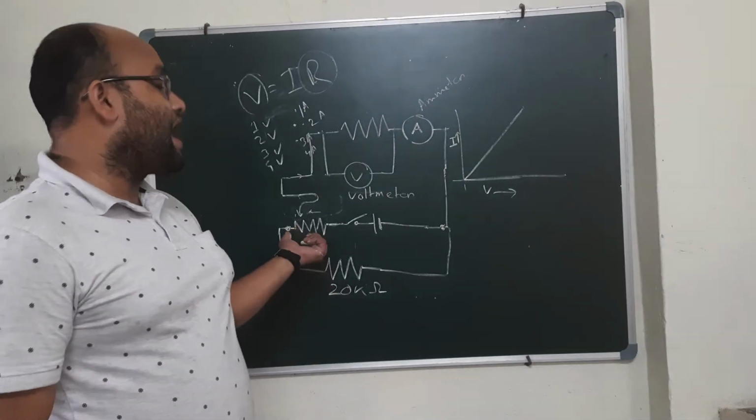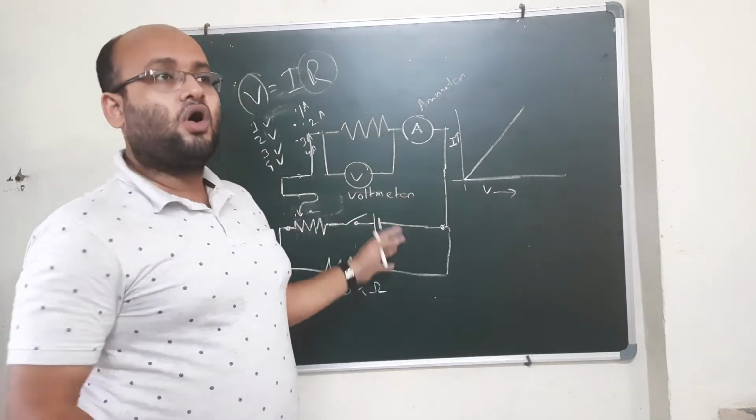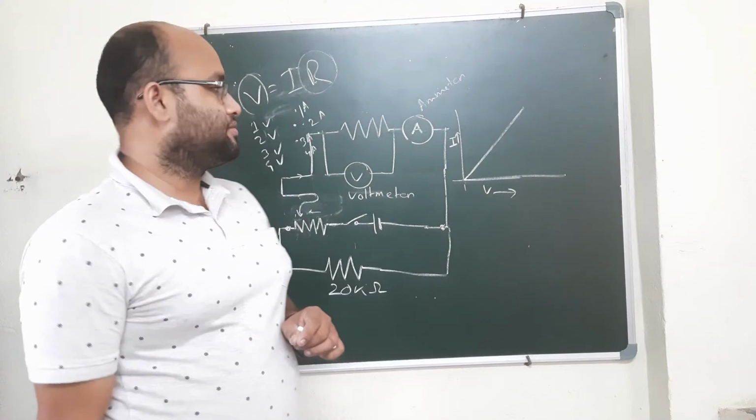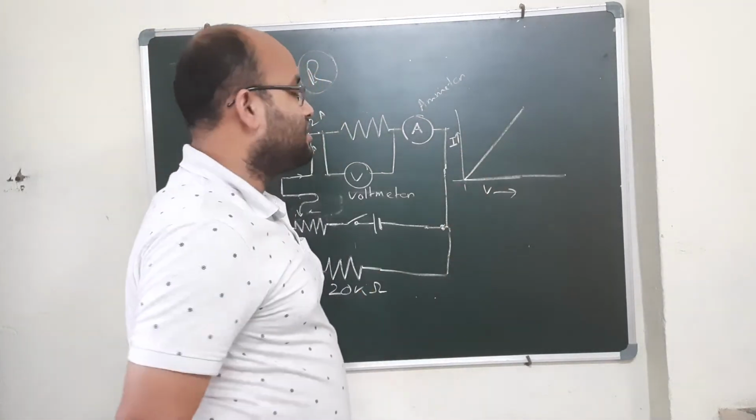Maybe you are applying high potential difference over here so that the wire is heating up, or there are any other issues. Maybe some wire is loose enough. So like this, we will get a straight line. We must get a straight line.